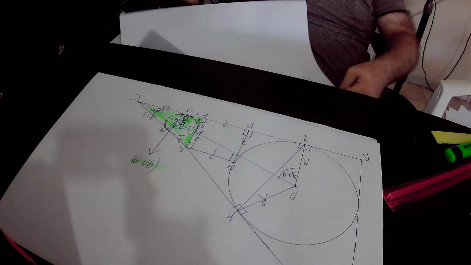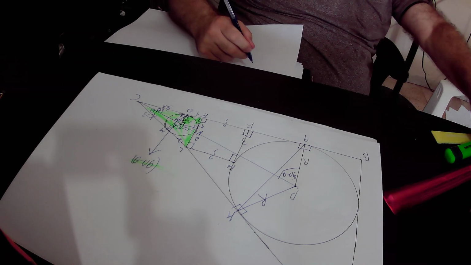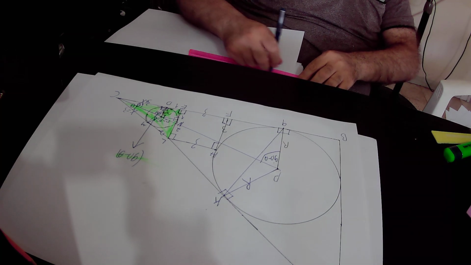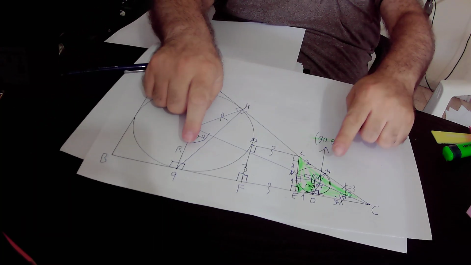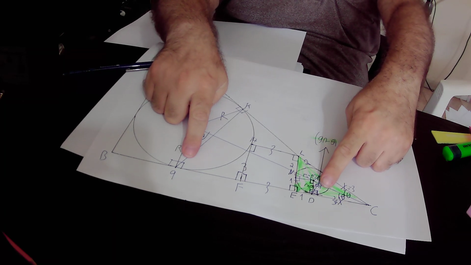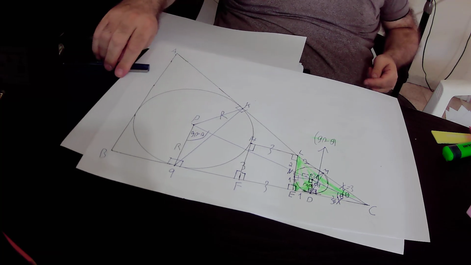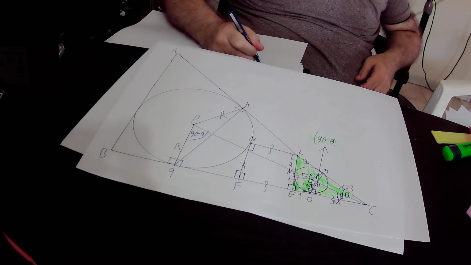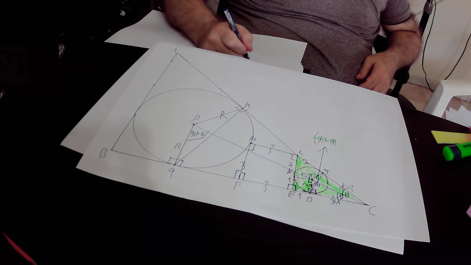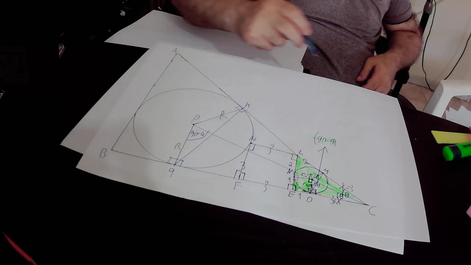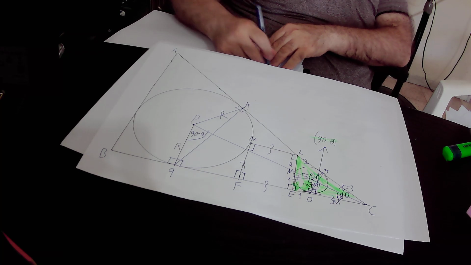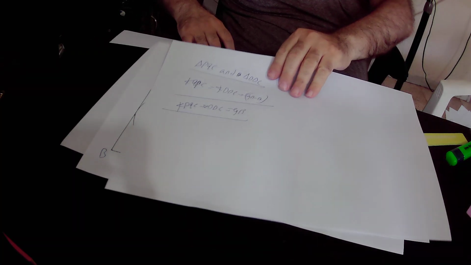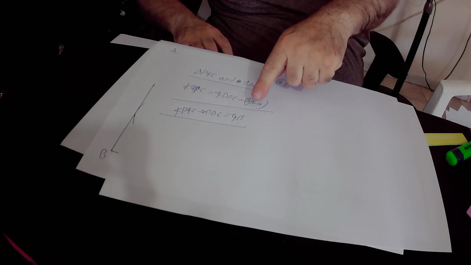In addition, we have those two angles, they are both equal to 90 degrees, therefore they are equal to each other. So I write it down. This angle is angle PQC, and it is equal to this angle, that is actually angle ODC. Again, angle PQC equals angle ODC. They are both equal to 90 degrees, therefore they are equal to each other.